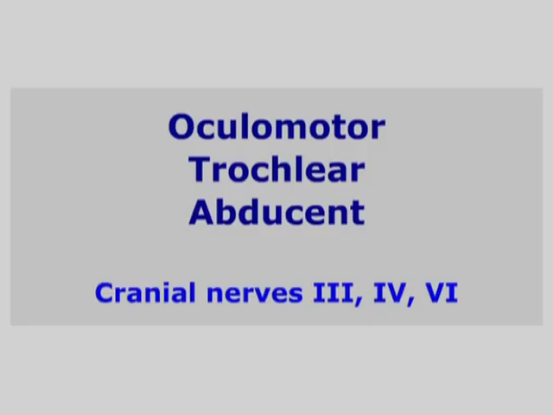Cranial nerves 3, 4, and 6: the oculomotor, trochlear, and abducent. These three cranial nerves are tested together since they share a common function, that is movement of the eyes. For the purposes of this presentation, we will not distinguish between different lesions of these three cranial nerves. Their nuclei are found in the midbrain and pons areas.